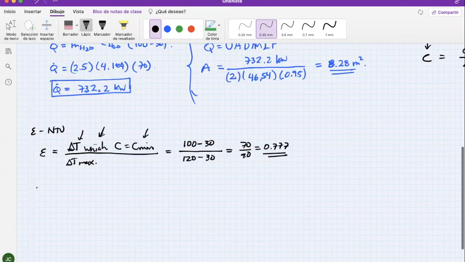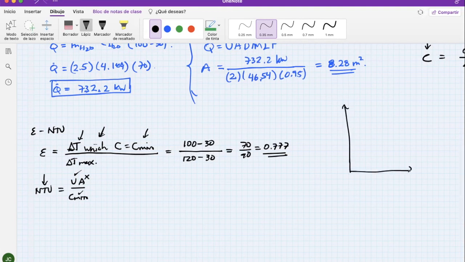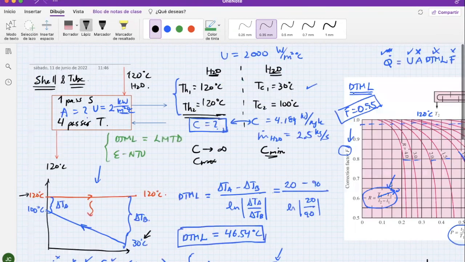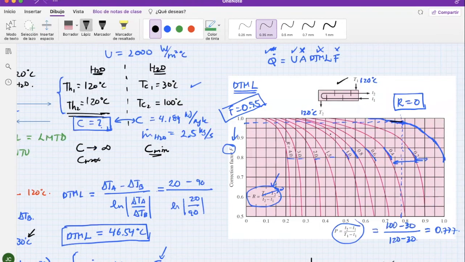Now let's go to the other one, which is NTU. NTU equals U A over C minimum. I already have C minimum, good for me. I don't have this one, but I have this one, so I'm lacking this one. I can use a graph to get it. I think I presented that in another video. I'm not going to do that in this one, but you have effectiveness here and NTU. It's in every heat transfer textbook. You can find these graphs for this particular shell and tube heat exchanger.